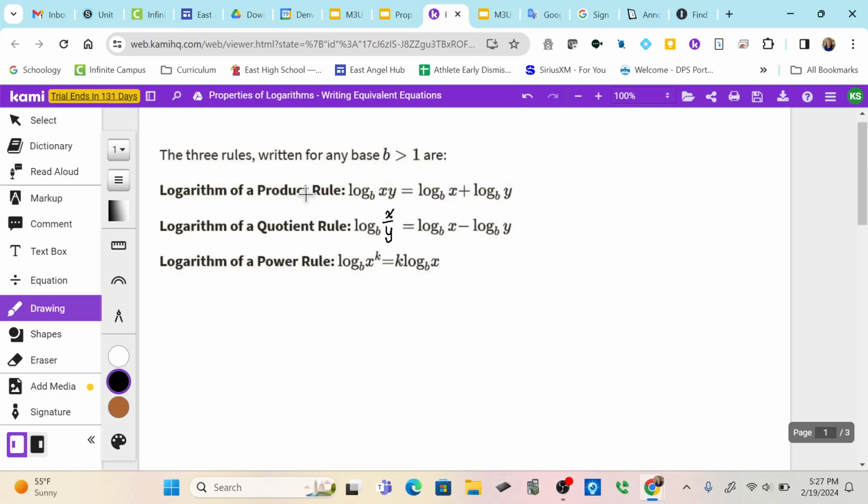So we have the product rule, where log base b of x times y can be written as log base b of x plus log base b of y. We have the quotient rule, log base b of x divided by y can be written as log base b of x minus log base b of y. And we have the power rule, where if we have log base b of x to the power of k, we can write it as k times the log base b of x.